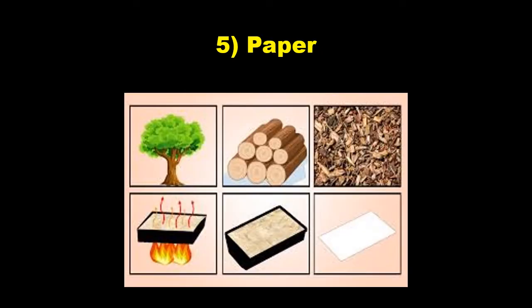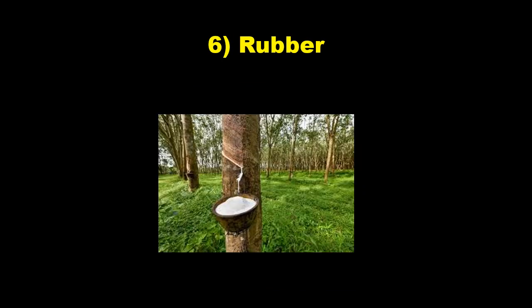Then paper. We all know that paper is made from the pulp of the wood. If you see, the trees are cut down into logs, then they are crushed and heated, and then the pulp is formed, and from that pulp we get the paper. Rubber, you can see in the picture, we get from the bark of the tree. A cut is made in the stem or the bark of the tree, and from that the rubber comes out.